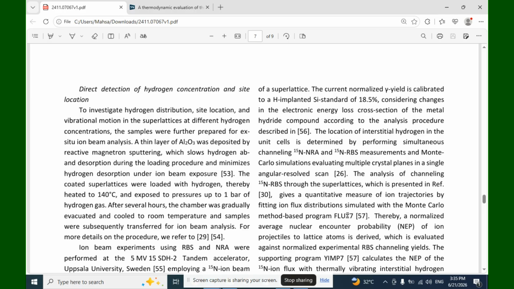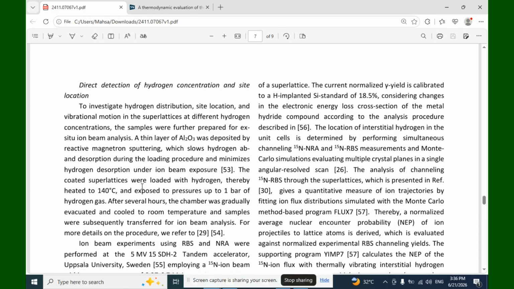For direct detection of hydrogen concentration and site location, and to investigate hydrogen distribution, site location and vibrational motion in the superlattices at different hydrogen concentrations, the samples were further prepared for ion beam analysis. A thin layer of aluminum trioxide was deposited by reactive magnetron sputtering, which slows hydrogen absorption and desorption during the loading procedure and minimizes hydrogen desorption under ion beam exposure.